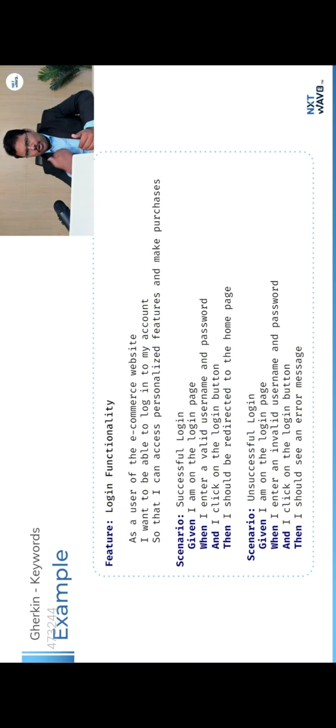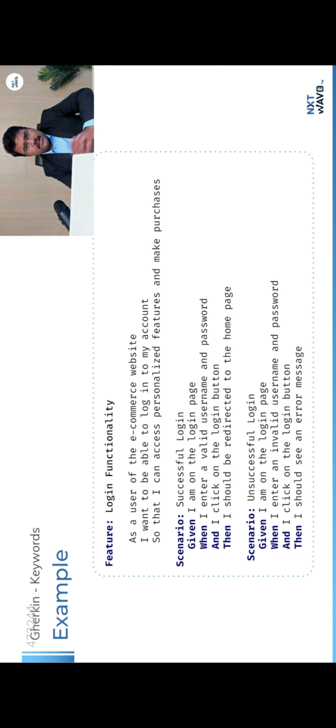So think of it like this. You are a user, you want to use the login functionality. So what do you want? As a user of the e-commerce website, I want to be able to log in to my account, right? Which is a valid point. So that I can access personalized features and make purchases altogether. So this is the user story. This is the purpose for which this particular feature is written.